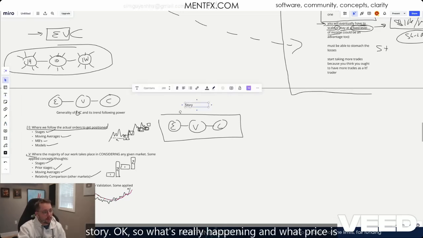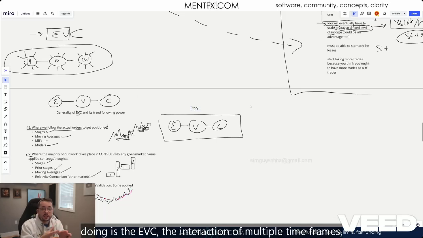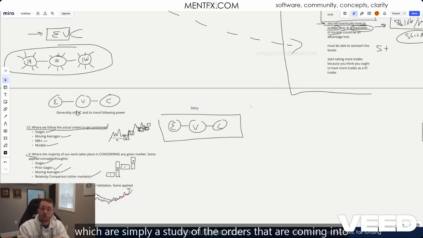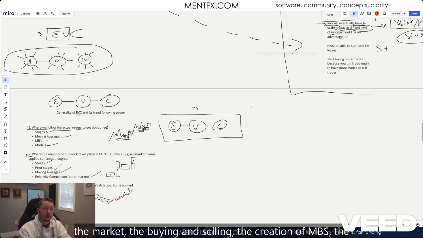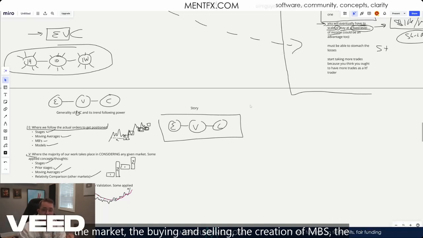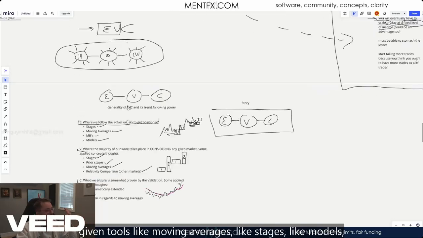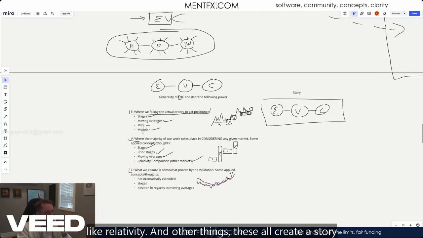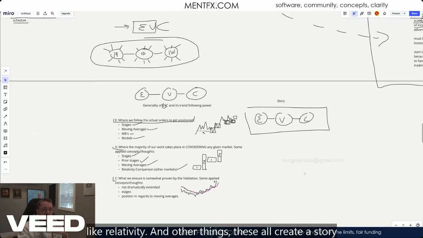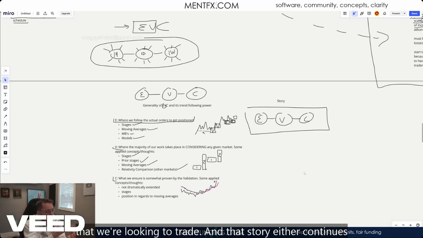What's really happening with price is the EVC, the interaction of multiple timeframes, which are simply a study of the orders that are coming into the market, the buying and selling, the creation of MBs, the creation of accumulations, which we're going to go over in a second. Those interacting amongst timeframes with their given tools, like moving averages, stages, models, relativity, and other things, all create a story around the market or the asset that we're looking to trade. And that story either continues to play out and is worth following and reading.